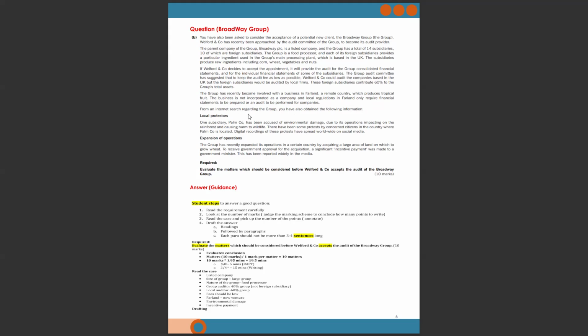From an internet search regarding the group, you have also gained the following information, which means the client does not provide this; we have obtained such information from the internet search. So it means there is something about client integrity. Okay, let's read.